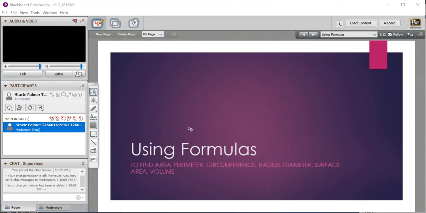Today's lesson is going to be on using formulas. This is something that should be a review for most of you. We're going to be learning how to find area, perimeter, circumference, radius, diameter, surface area, and volume.